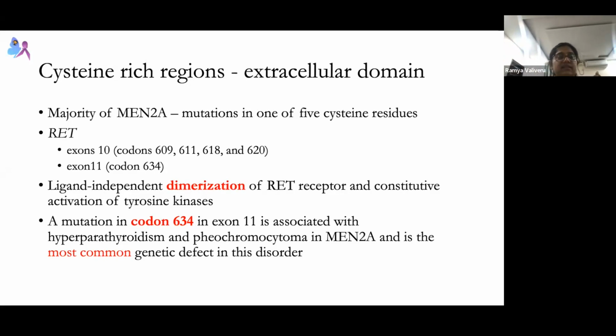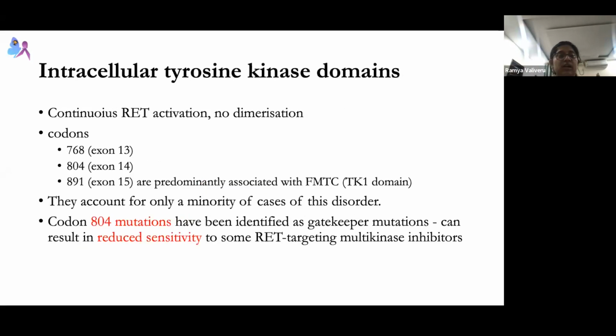They spontaneously dimerize because there's a gain of function mutation. These mutations in exons 10 and 11 cause auto dimerization of RET receptor and constitutive activation. A mutation in codon 634 in exon 11 is associated also with hyperparathyroidism and FTC in MEN2A and is the most common genetic defect in this disorder.